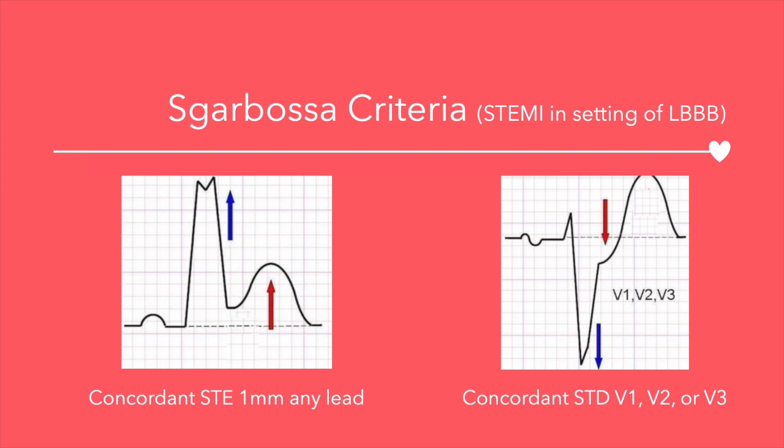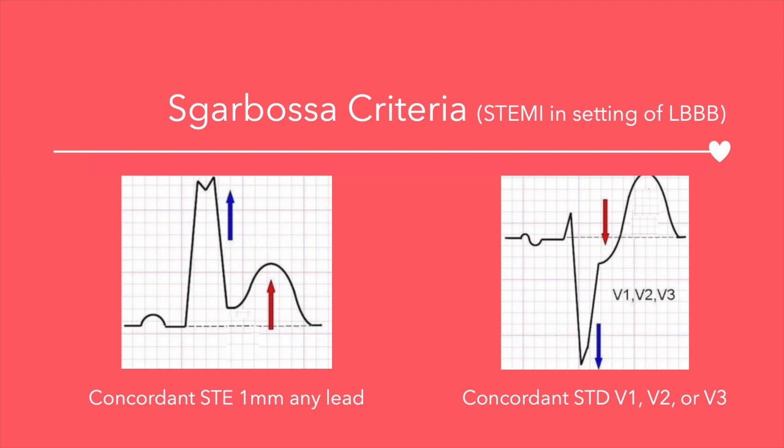This is the Sgarbossa criteria for identifying a STEMI in the setting of left bundle branch block. If there is concordance, this means that the QRS is pointing in the same direction as the ST segment, whether it be elevated or depressed. For any lead, if there is an upright QRS and an ST elevation, this could mean a STEMI since they are pointing in the same direction, or concordant. For leads V1, V2, or V3, if there is a downwards QRS and an ST depression, this could mean a STEMI since they are also concordant.